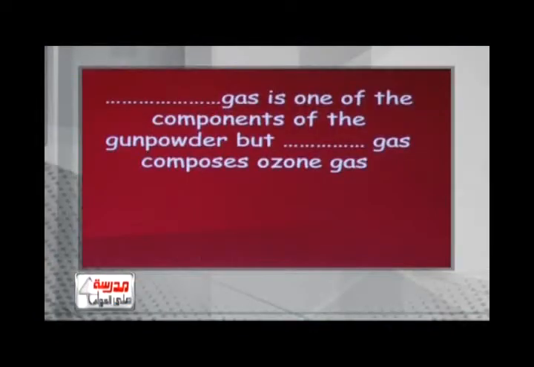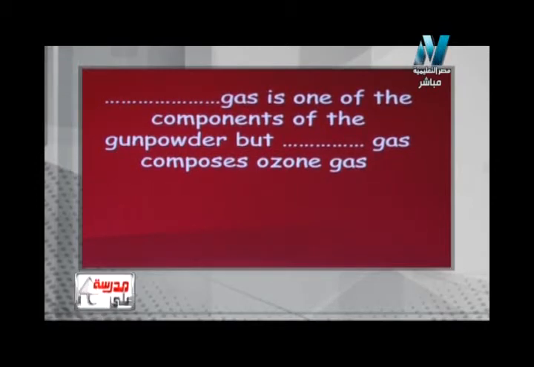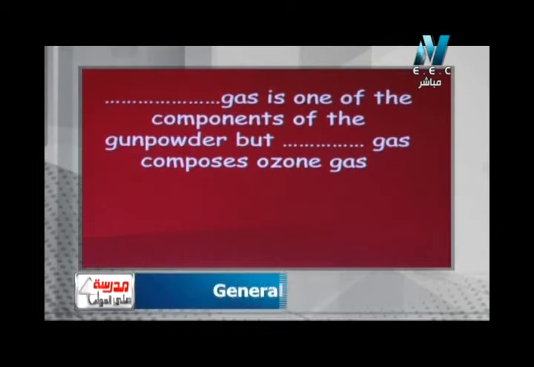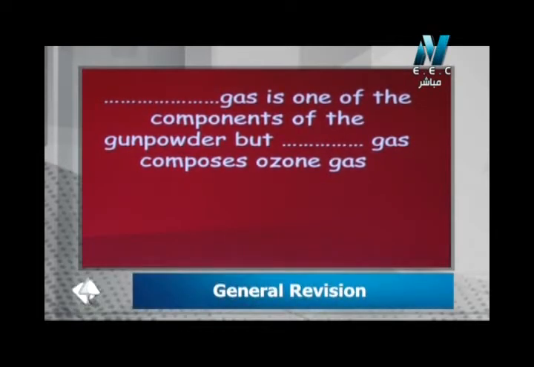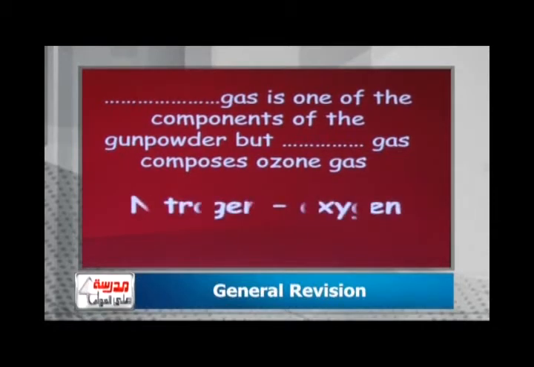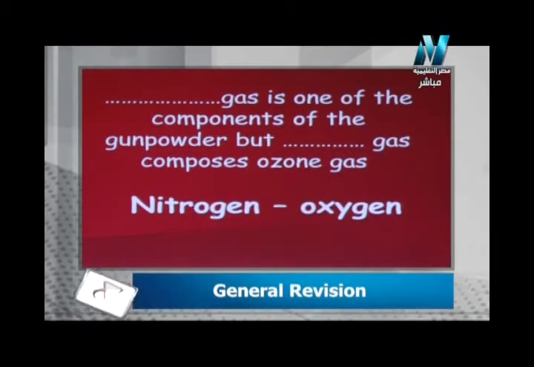So another question of complete question again. The question says that point gas is one of the components of the gunpowder, but point gas composes the ozone gas. Again, point gas is one of the components of the gunpowder, البارود. Gunpowder يعني مسحوق البارود, which is used in fireworks. But point gas composes ozone gas. Surely the answer would be that nitrogen gas is one of the components of gunpowder because it's an inactive gas or it's azote. It's called azote.